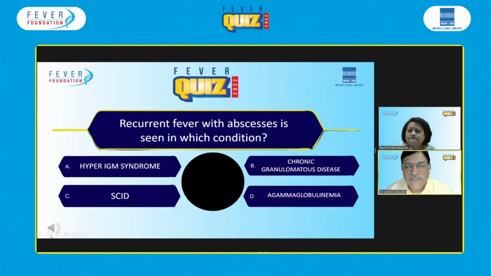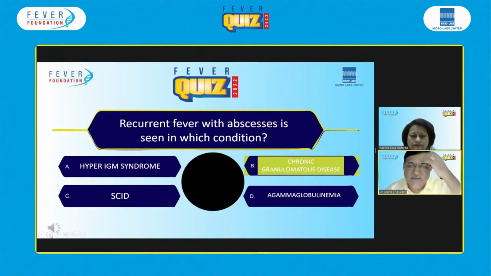Thank you, Computer Ji, and let's log the correct answer. Correct answer is CGD, chronic granulomatous disease. I think this is one of the diseases where there are recurrent fevers with abscesses and recurrent infections.